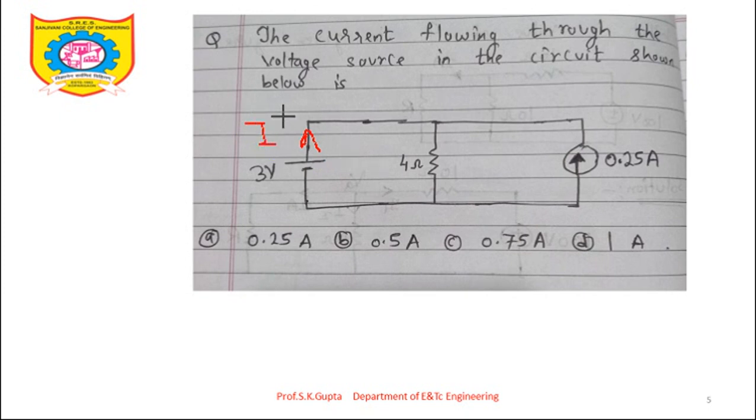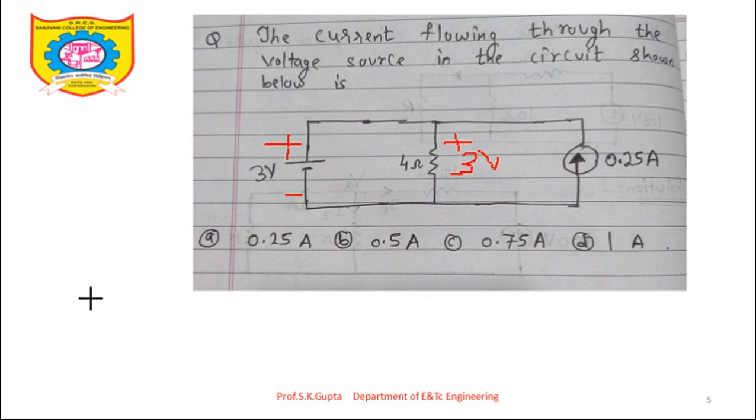So the basic observation is that this 3 volt source is in parallel with the 4 ohm resistor and it is in parallel with the current source. As they are in parallel, voltages are the same. Here the polarity is plus minus 3 volt, so the same 3 volt will appear across this 4 ohm resistance.